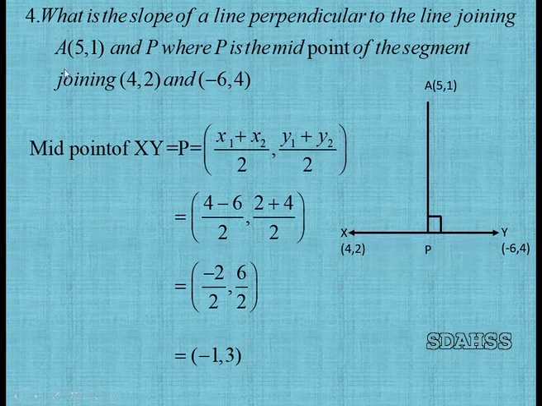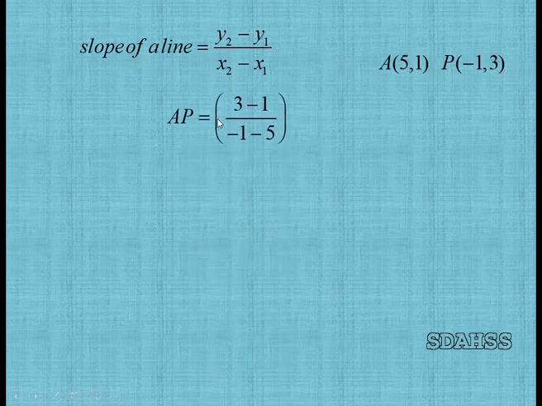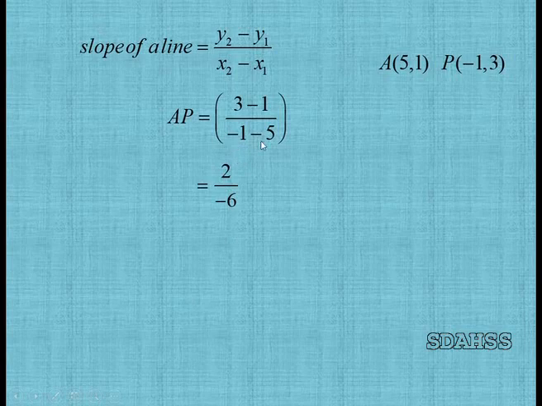And then actually we want to find the slope of the perpendicular line. Slope is equal to y2 minus y1 by x2 minus x1. This is x1 y1, and P is x2 y2. Substitute the values. So 3 minus 1 divided by minus 1 minus 5, which is 2 divided by minus 6. Cancel the numerator and denominator by 2. So we will get minus 1 by 3.